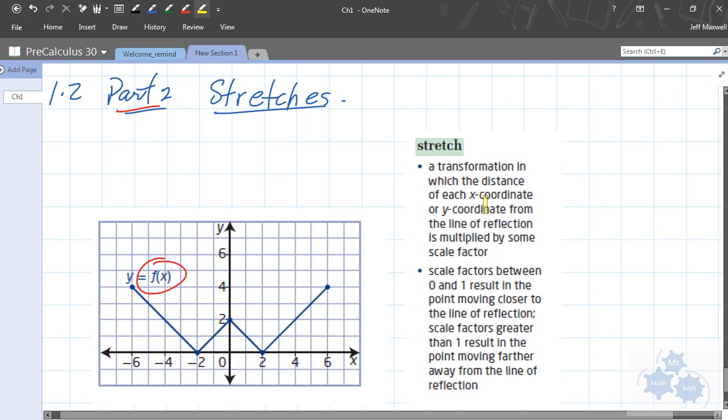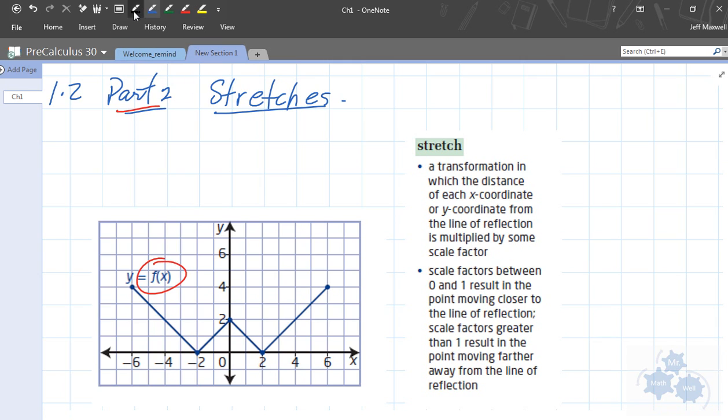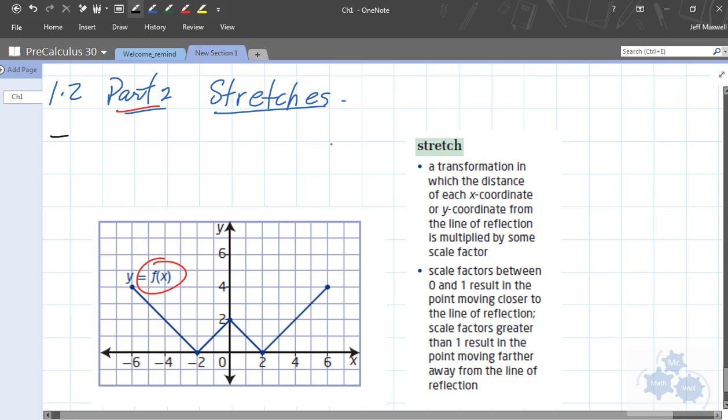Okay? So, this is a lot of technical gobbledygook right here. What this means is that only one of the coordinates of each point is altered, and it's actually multiplied by a scale factor, either a fraction or a whole number, an integer. So, basically, a stretch is when f of x, the original mother function, changes shape. Changes shape. Okay, that's huge.